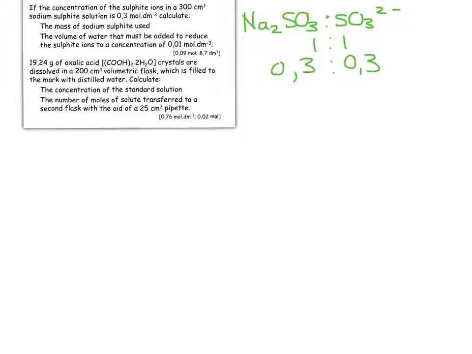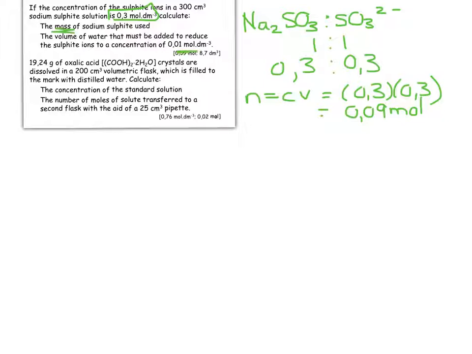So I've got the concentration, and I'm able to say number of moles is equal to concentration times volume, which is 0,3, which is the concentration that they gave me, multiplied by the volume, which is 0,3 decimeters cubed, and I get 0,09 moles of sodium sulfite. However, that's not the question.